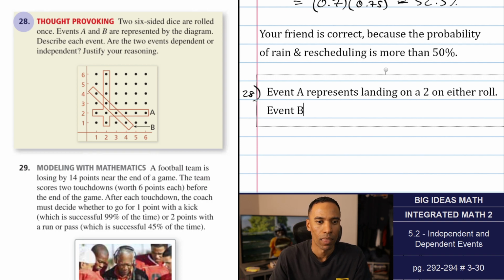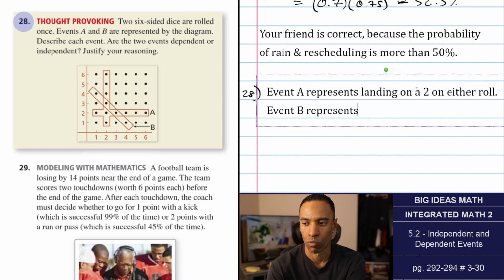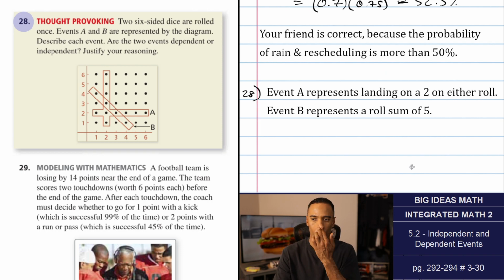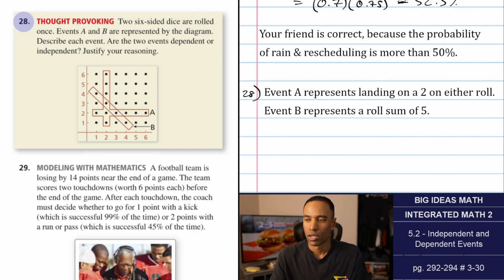Event B has either a 4 and a 1 or a 3 and a 2 or 2. Okay, so numbers that add to 5. So event B represents a roll sum of 5. What do they want us to do with this? Are they dependent or independent?